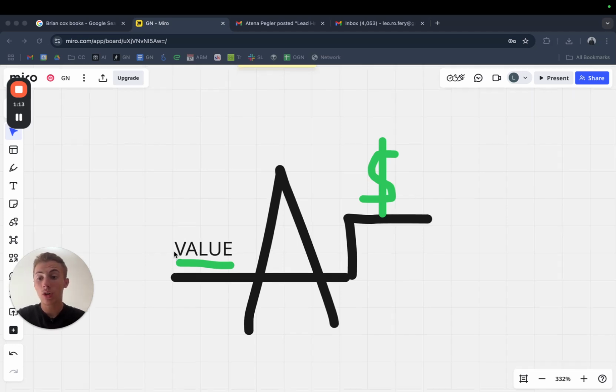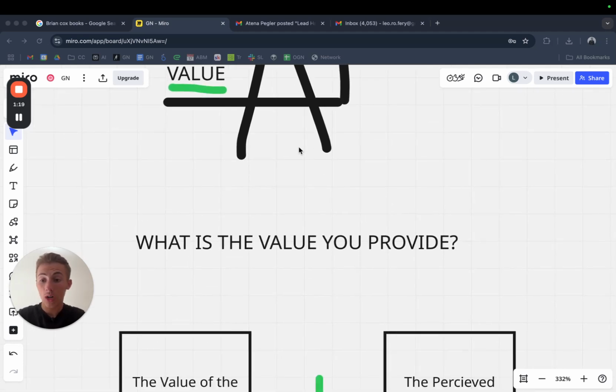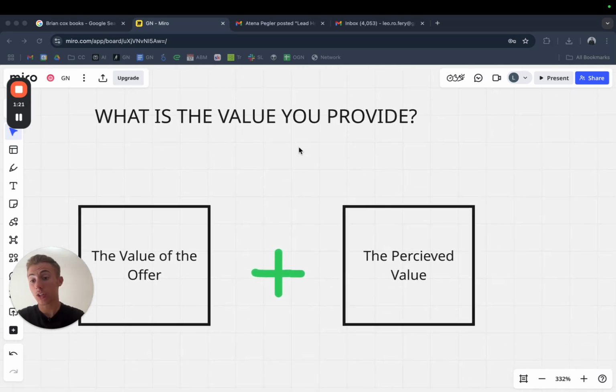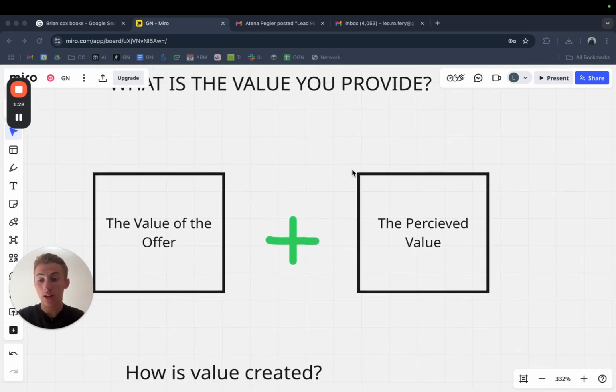Now, the higher the value, the more money people are going to be willing to pay. Now, the question is, what is the value you can provide? There are two things. The value of the offer, which is the actual thing you give, which is the pen, right? And then there's the perceived value. So the pen, for example, could have been used by Jordan Belfort or Michael Johnson, anyone who is important, let's put it like that. Now that pen would be worth 100 times more because of the perceived value.